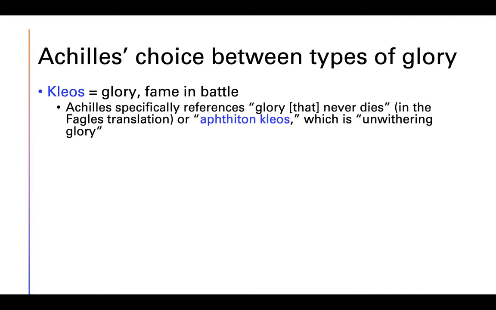So when Achilles is talking about his two fates, he specifically references glory that never dies. So he can choose to have this glory that never dies in the Fagles translation. In the Greek, the term is aptheton kleos, which translates to unwithering glory. So glory that will never wither away. It never dies. It never gets old. It's always going to be glorious forever.